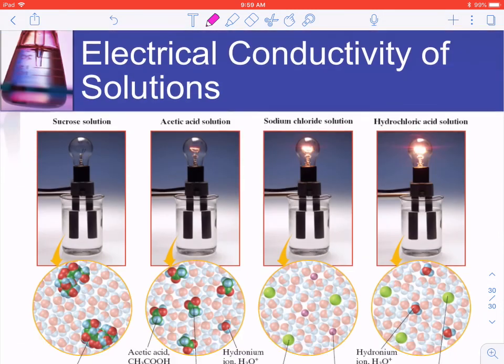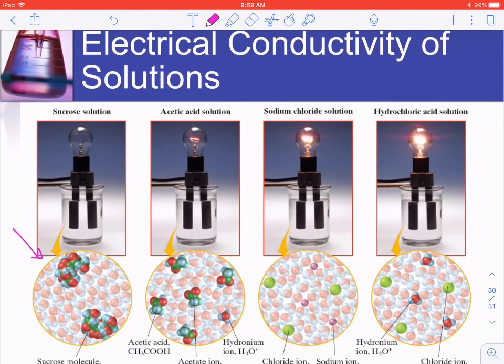Let's think of some really cool examples of this going on. So if we have a sucrose solution over here on the left-hand side, this is sugar. You'll notice this molecule, this sugar molecule over here on the left, when it dissolves, we separate one molecule, this one up here, from another molecule, this one down here, but both of those are completely neutral molecules. They don't have a charge.